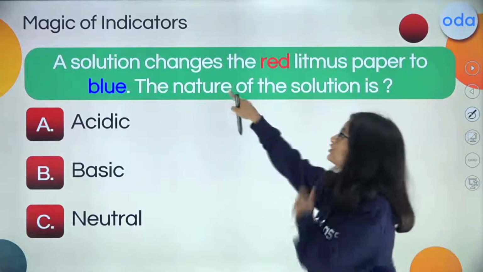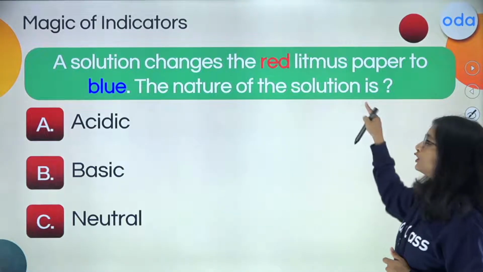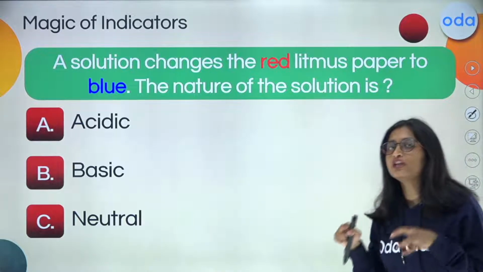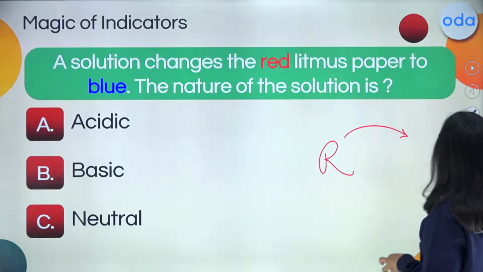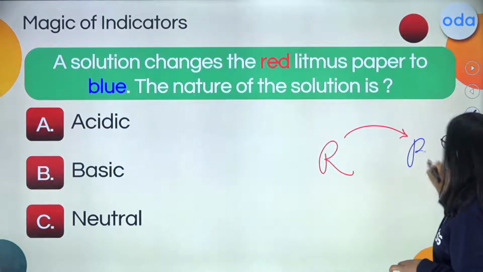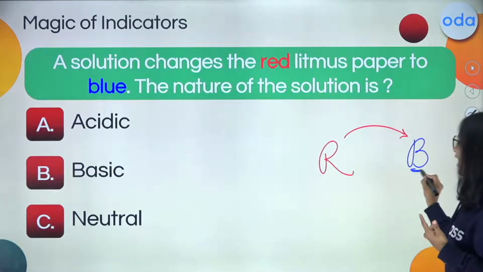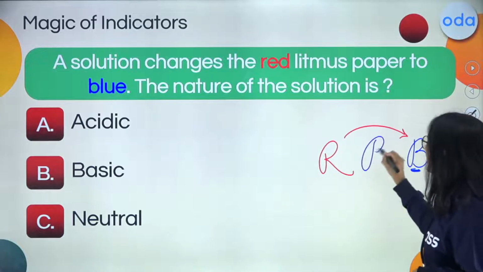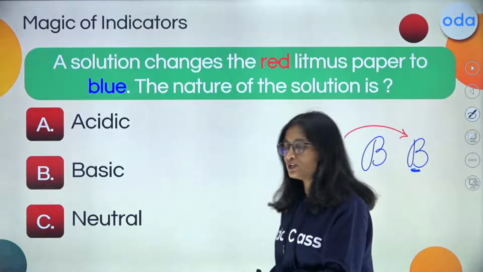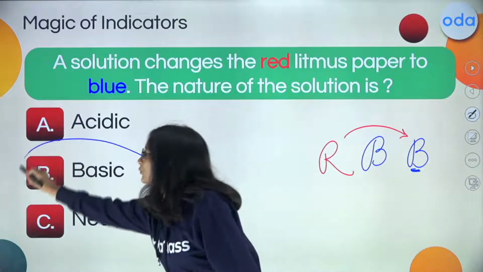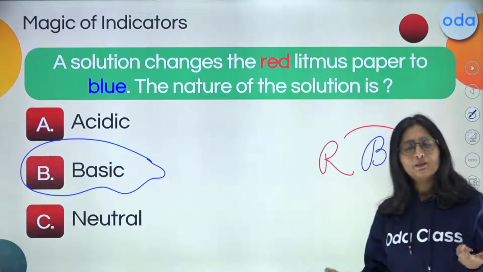Now, a solution changes the red litmus paper to blue in color. So what is the nature of the solution where the red litmus changes into blue in color? If you remember it, B for blue, then the answer would be basic solution. Here, whether it is going to be acidic solution, basic solution, or neutral, in this case we can say that it is going to be basic solution, which is going to turn out blue in color.